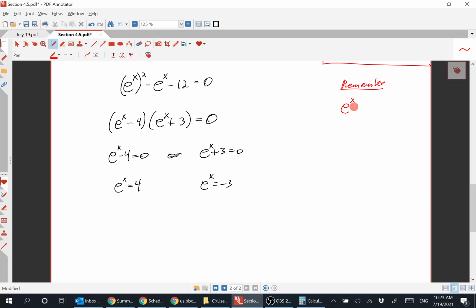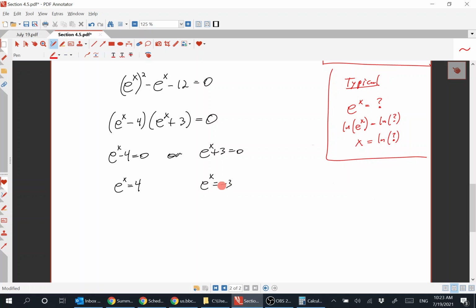So e to the x equals something. You then write natural log of e to the x equals something. But then this equals natural log of something. And then this just becomes x on the left, equal to natural log of something.